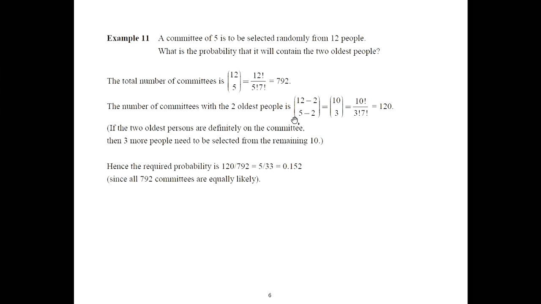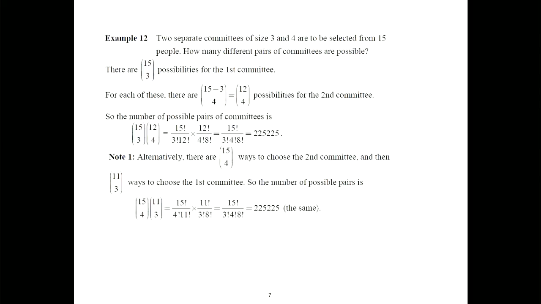So I just have to do 120 divided by 792. Once again, there's going to be big cancellation whenever you do this. 5 out of 33. Now if I want to choose 2 separate committees from 15 people, how many pairs of committees? Let me first misdirect you. I have to select 2 committees totally separately, right? So there's nothing to do with them. I'll use the product rule, just the product of the number of committees. So, 15 choose 3 times 15 choose 4.